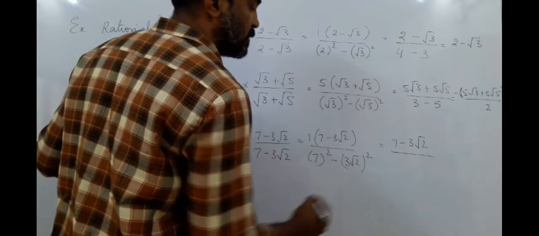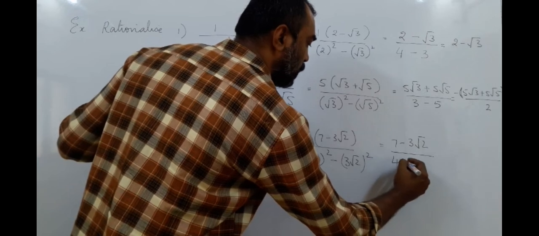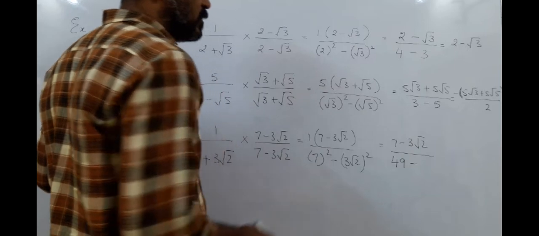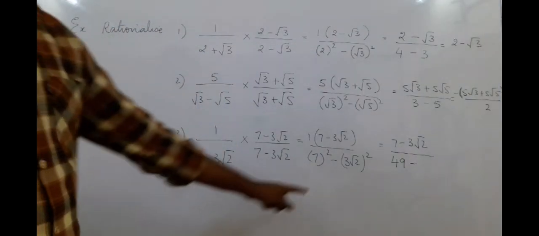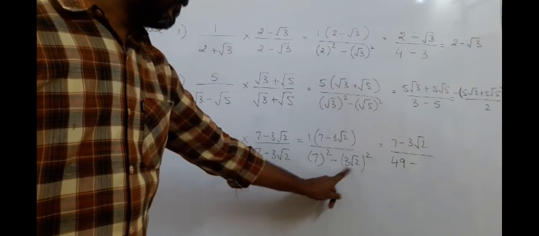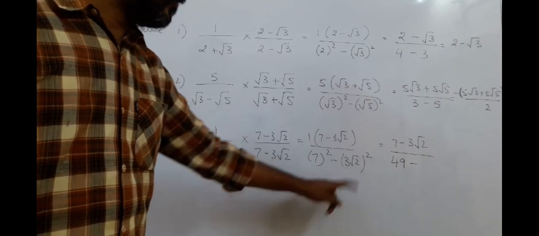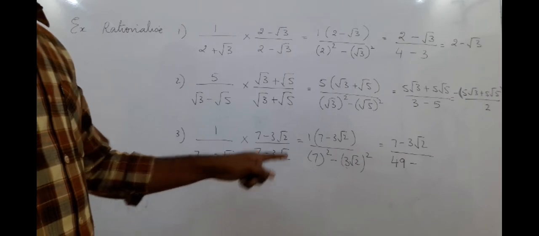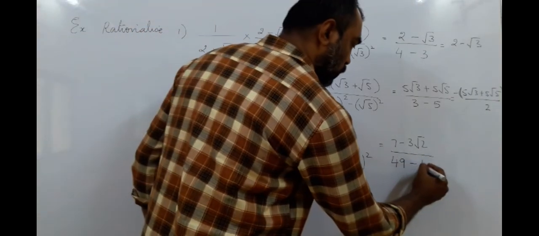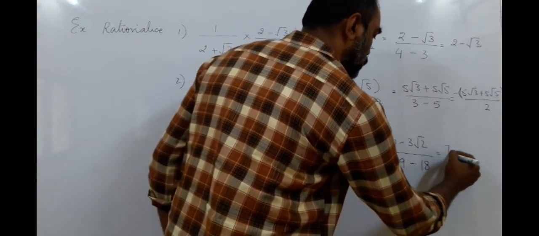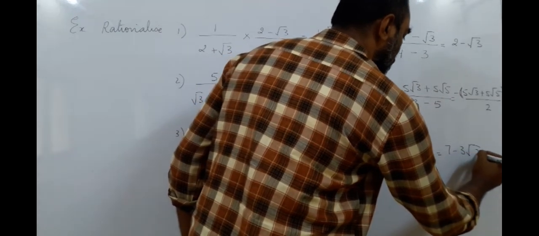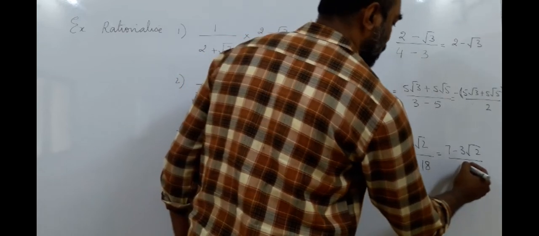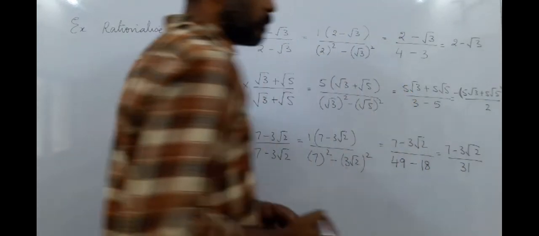Now what is 7 square? 7 sevens are 49 minus. Now first into the square of 3. What is 3 square? 3 square is 9. Yes, 3 square is 9. And what is root 2 square? Root 2 square is 2. So 9 twos are 18. So we get 18 over here. So on simplifying, 7 minus 3 root 2 and 49 minus 18 is 31.